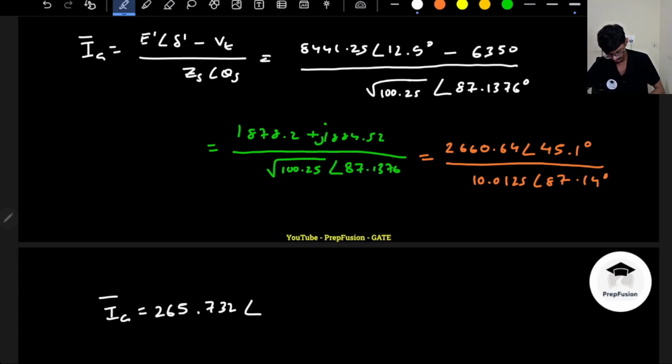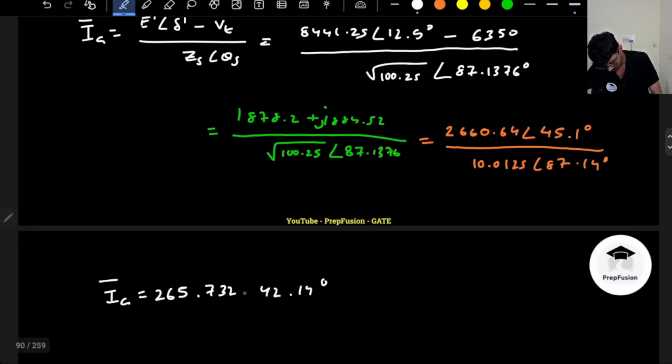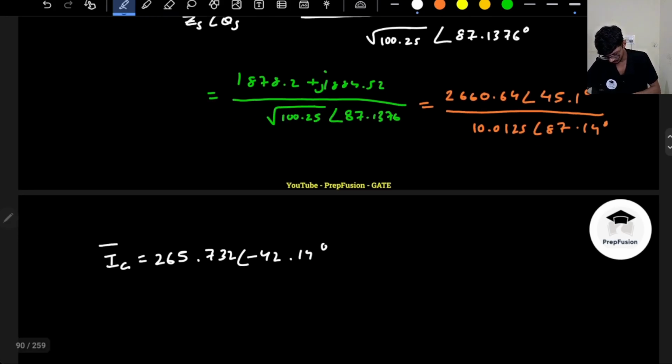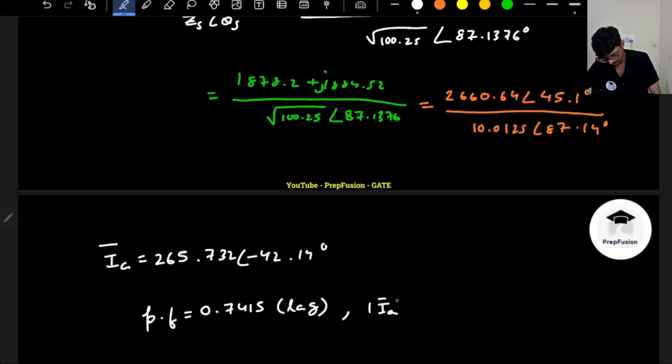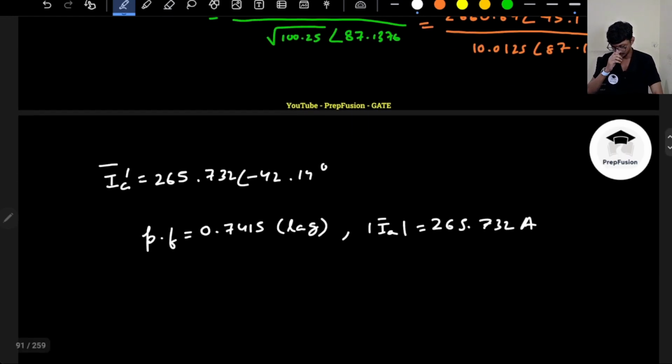$87.14 plus 45, so this will be 42.14 degrees. So the power factor will almost be 0.707. So cos of this, power factor will be 0.7415 lag, and the magnitude of the new armature current will be 265.732 amperes. So armature current will be 265.732 amperes, and this will be the power factor.